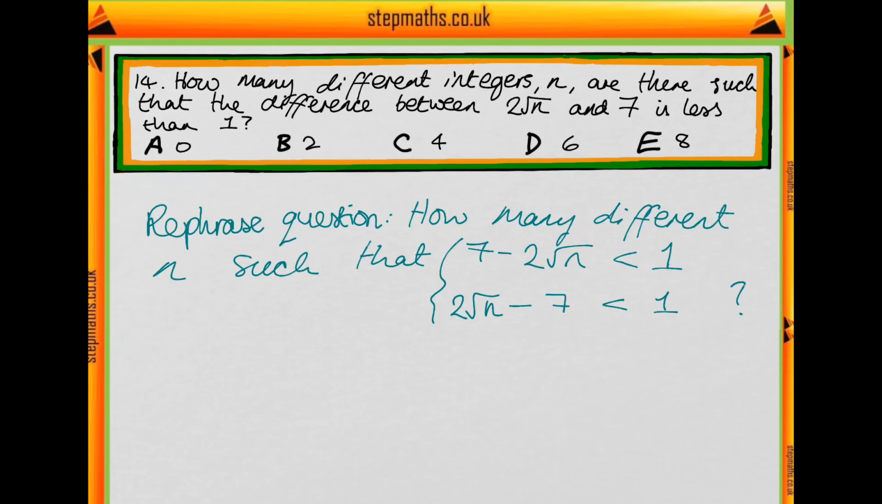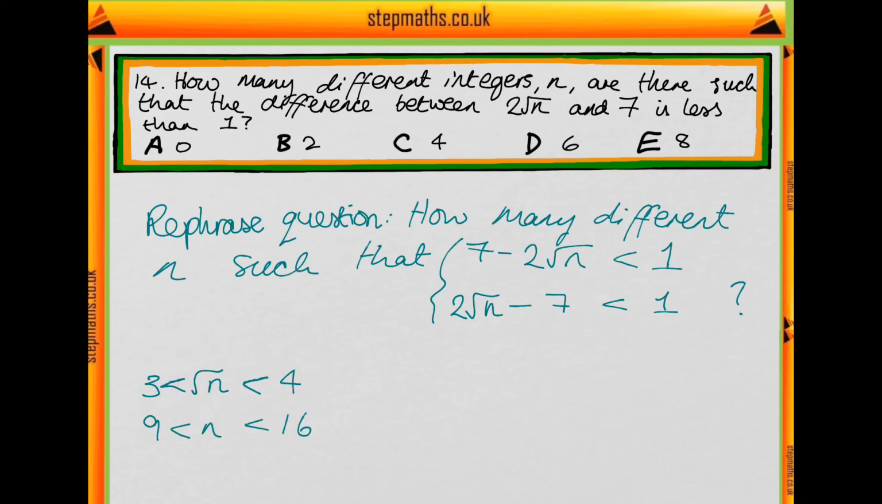So now what we're going to do is try and solve them. So we can see from these that we have root n is between 3 and 4. If you can't immediately see this, try and rearrange these two equations. So if we take the 2 root n over to the right hand side and subtract the 1, we have that 6 is less than 2 root n. So root n is greater than 3. And similarly for this bottom one here, we take the 7 over, so we have 2 root n is less than 8, so root n is less than 4. So overall we have 3 is less than root n is less than 4.